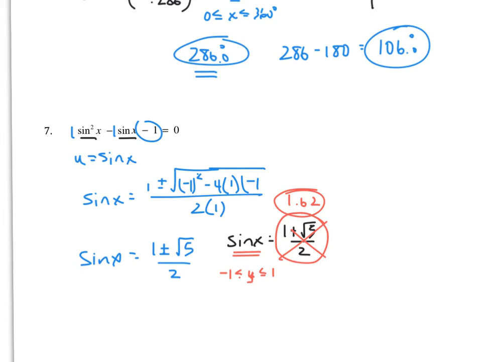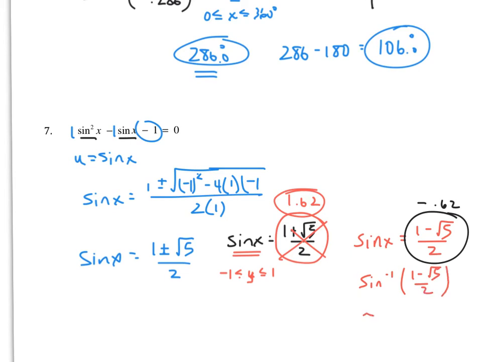Okay, so then we go and find sine of x equal to 1 minus root 5 over 2, which is roughly negative 0.62. That means we're looking for a value that is in either the third or the fourth quadrant. So when we do sine inverse of 1 minus root 5 over 2, we get an answer of approximately negative 38.2 degrees, which makes sense because it's in the fourth quadrant.